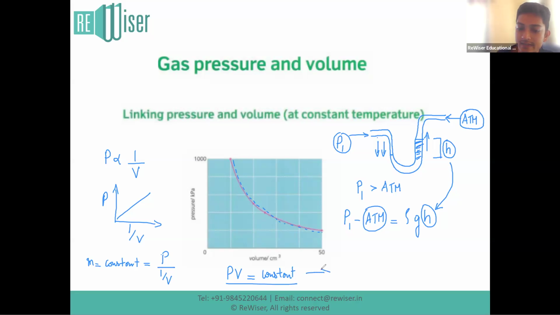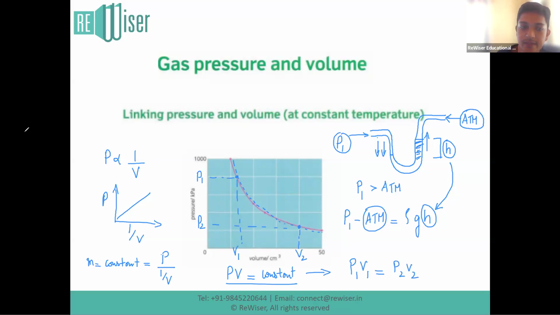I can also rewrite this as, let's say, pressure P1 at volume V1. Let's say at this point, the pressure here was P1 and the corresponding volume was V1. This will be equal to pressure P2 at another random volume V2. P1 V1 equals P2 V2.